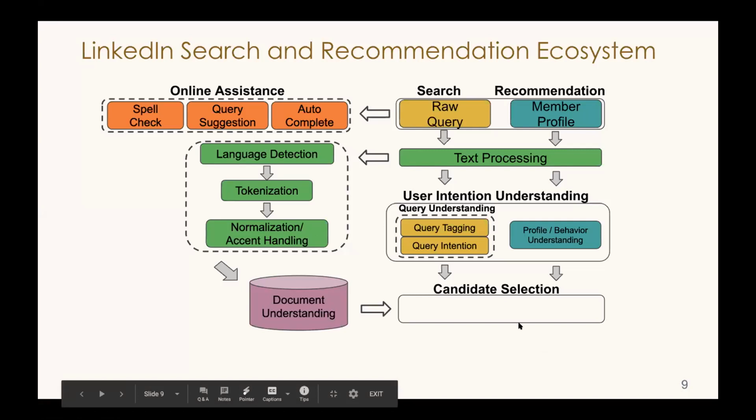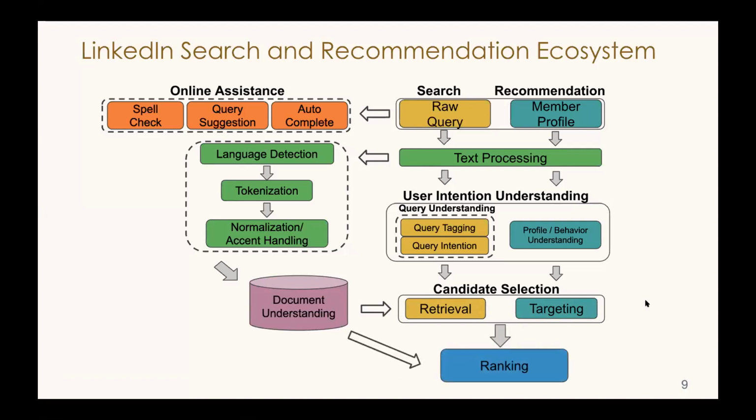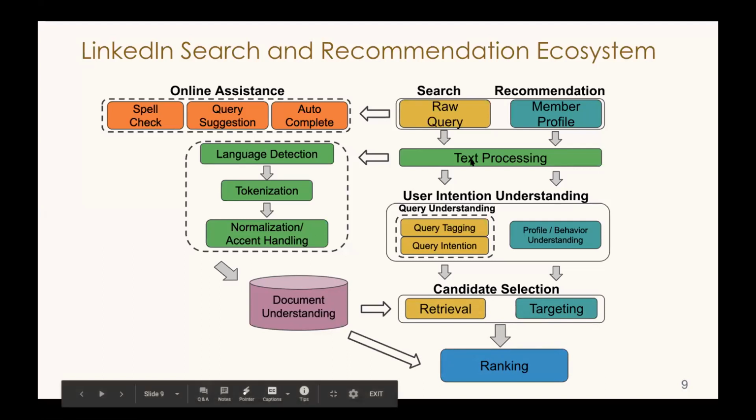In this stage, usually in search, we refer to this process as retrieval. And in recommendation, we refer to it as targeting. Now, after that, we are conducting ranking, right? With this candidate set from candidate selection, we are going to do a ranking to improve the relevance, to improve the precision. This will also consider both user input, raw query, member profile, and the document pool.